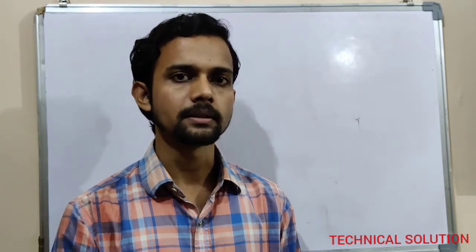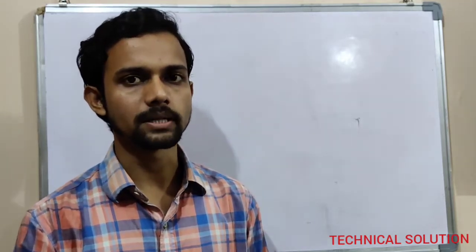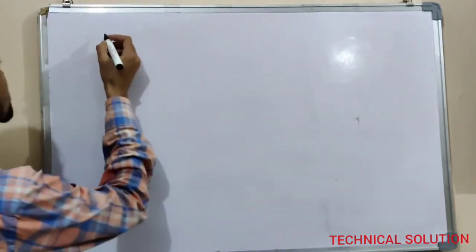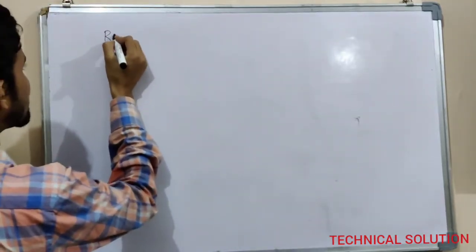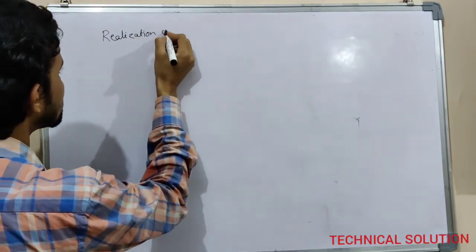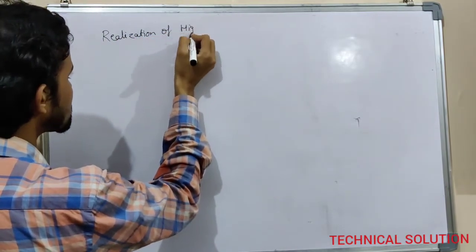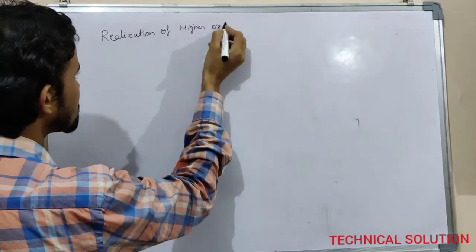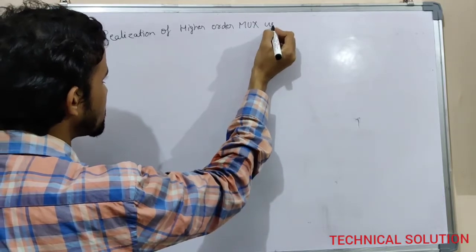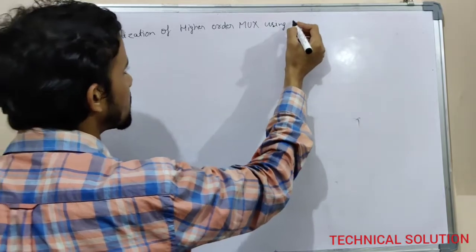In the previous lecture, we have studied about multiplexer and a few concepts related to multiplexer. And in this lecture, we will study some more concepts related to multiplexer. So let us start with the next one, that is realization of higher order mux using lower order mux.